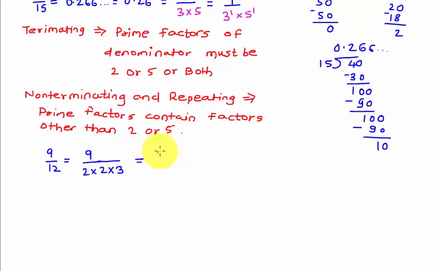So 9 has prime factors 3 into 3, divided by 2 into 2 into 3. So 3 and 3 will cancel out, and what remains is 3 by 2 into 2. Now here the only prime factor is 2, hence it will have a terminating decimal representation. Now to decide whether the fraction is terminating or non-terminating and repeating, first we have to remove the common factor from the numerator and denominator.